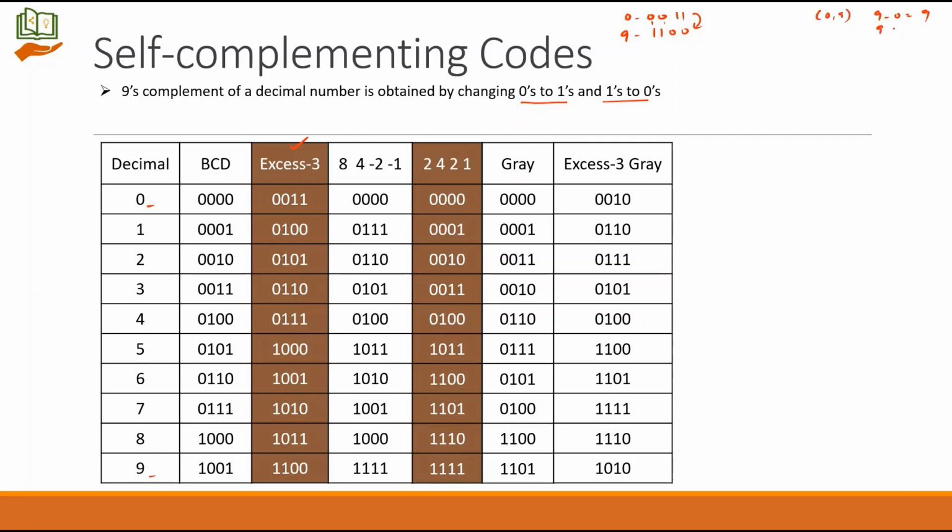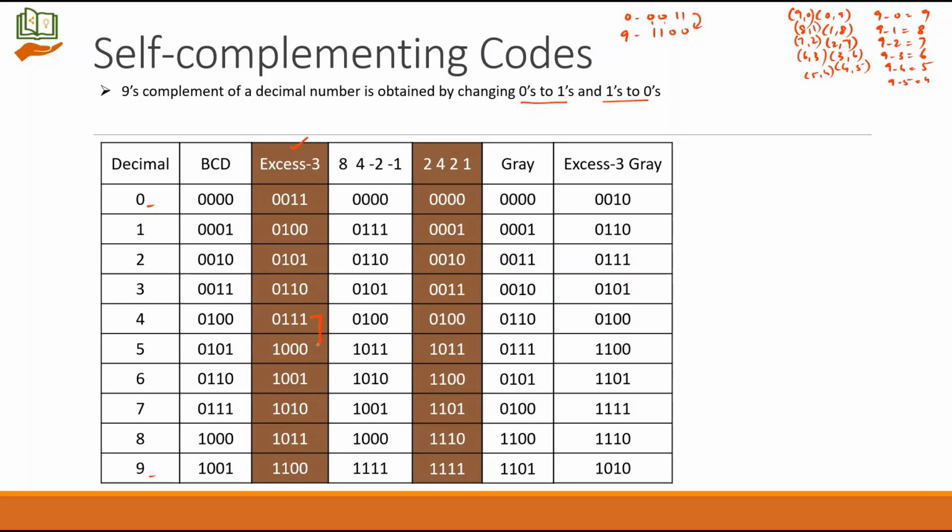Then we have 9 minus 1, which is equal to 8. It means 1 and 8 are complements. 9 minus 2 is equal to 7. 2 and 7 are complements. 9 minus 3 is equal to 6. 3 and 6 are complements. 9 minus 4 is equal to 5. 4 and 5 are complements. 9 minus 5 is equal to 4. So 5 and 4 are complements. 9 minus 6 is equal to 3. So 6 and 3 are complements. We can mention this way. 9 minus 7 is equal to 2. So 7 and 2 are complements. 9 minus 8 is equal to 1. So 8 and 1 are complements. 9 minus 9 is 0. So 9 and 0 are complements. 0, 9 or 9, 0 both are going to be same.